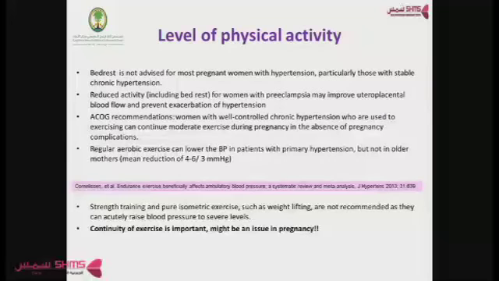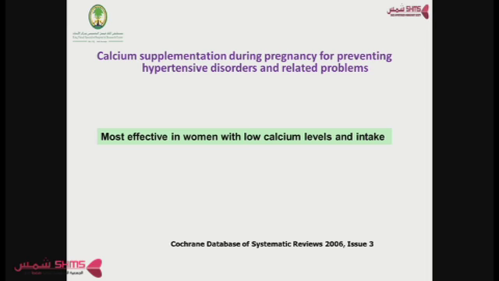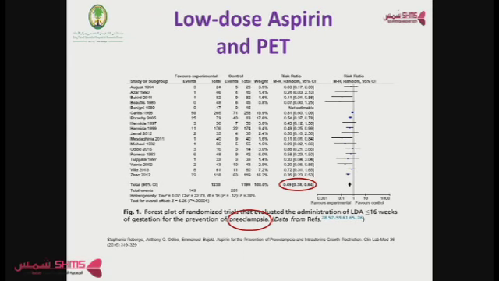Bed rest doesn't really help, and obviously you don't want to put your patients on bed rest in hospital just because of the high blood pressure. Diet: salt restriction for the chronic hypertensives, but not for the preeclamptic. Some studies have shown that folic acid might reduce the blood pressure a bit, but what we know is that calcium actually has an effect in reducing the risk of preeclampsia, but it's only effective in patients with previous low calcium intake. So if she has normal calcium intake, it's not going to be effective.